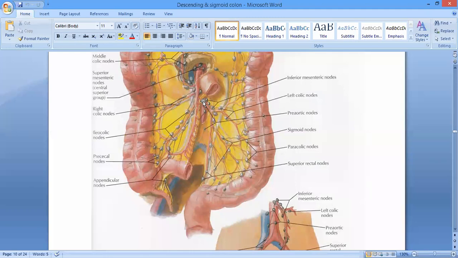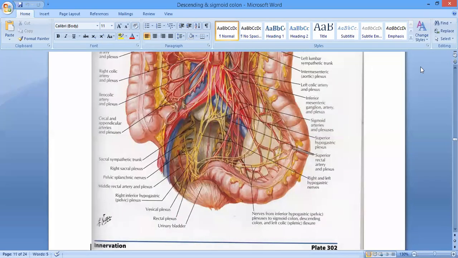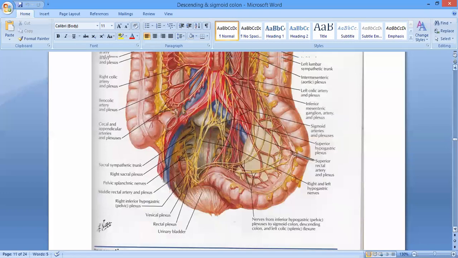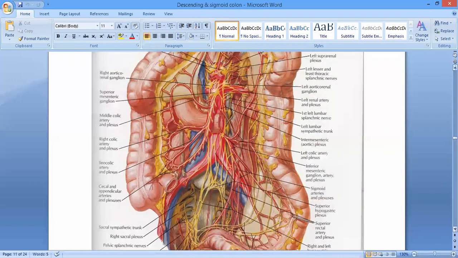These are the inferior mesenteric nodes. Okay? So it is similar. We have talked about it already, also in detail. Okay. What about the nerve supply? We have already studied the nerve supply as well. Okay? It is similar.